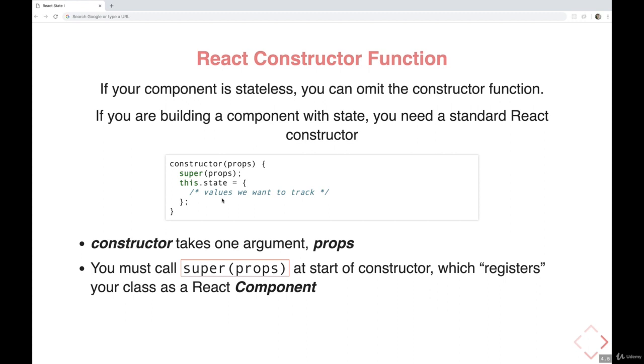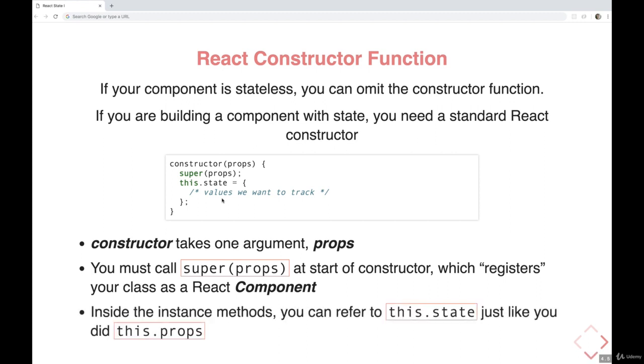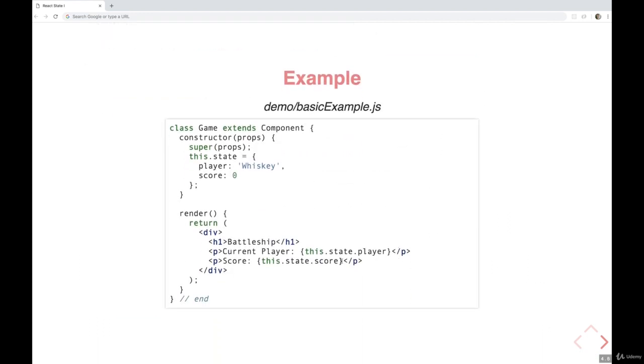They represent the starting values of the state for this component. And then inside of our methods, we can refer to this.state, just like we've seen this.props. Same sort of idea. So in our render, we could render this.state like we're doing here. Now in this example, which I'll show you in just a moment, nothing is changing. We're just setting the state at the beginning and using it, but we're not actually altering it. So let's test it out.